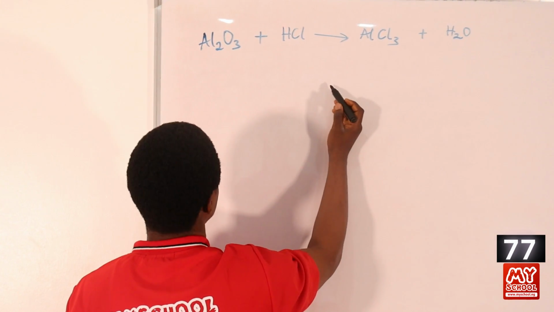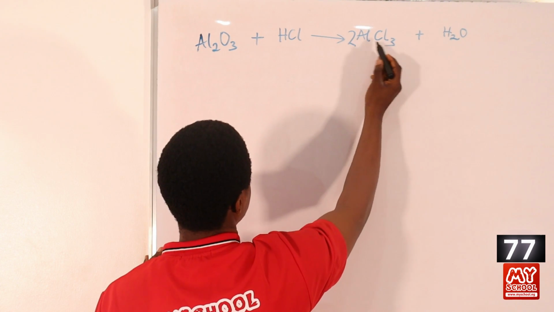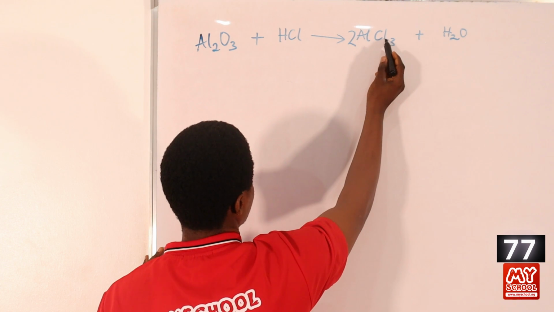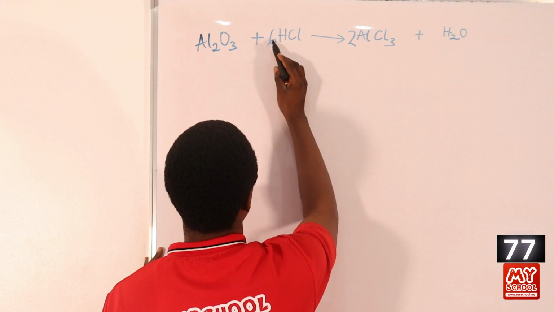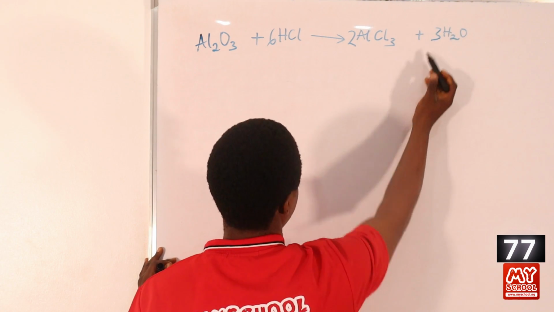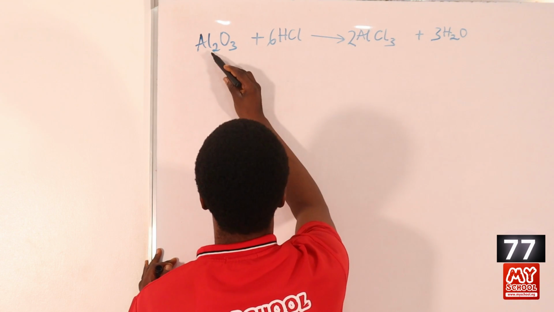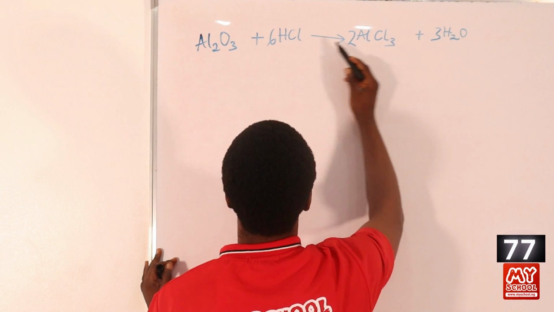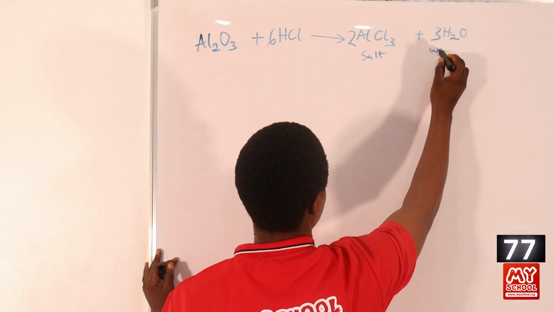We can balance this equation. Here we have 2 because aluminium is 2 here, then this will be 2 times 3, that's chloride is 6. So we can have 6 here. And then for water, hydrogen will be 6 here, hydrogen is 2 here, so we can have 3 here. So the equation is balanced: 6 moles of hydrogen, 6 moles of chlorine, 2 moles of aluminium, and oxygen is 3 here. So this is your salt and this is your water.